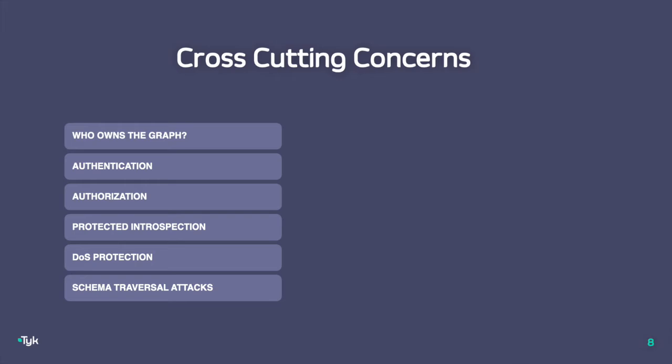Denial of service protection. How do I protect my server from becoming overloaded due to complex queries or bad actors? And how do I ensure quality of service for all of the consumers of my graph? And then schema traversal attacks. Can an attacker obtain information that they're not supposed to in some other way?